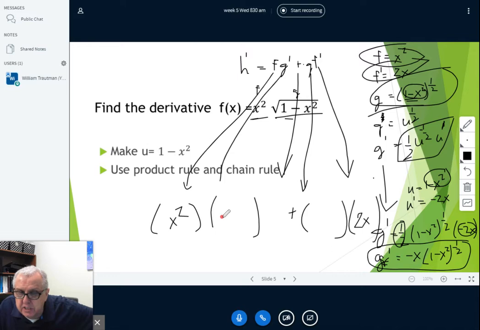g is, I'm going to write it in square root form, the square root of 1 minus x squared. And g prime, wait, that's g prime. I put the wrong one in there. g prime is 1/2 with the square root on the bottom. Do you see it's a negative 1/2? I'm sorry, g prime is down here. Negative x over the square root of 1 minus x squared.